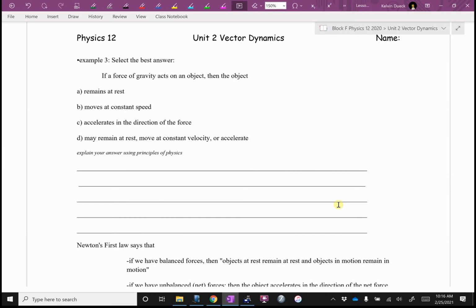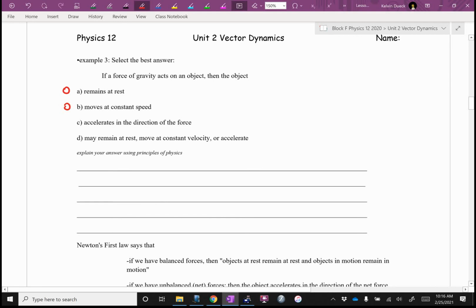Once again, we're going to vote. How high you hold your hand up is how sure you are of your answer. Who says A, when gravity acts on an object, it remains at rest? No one. Who says it moves at a constant speed?